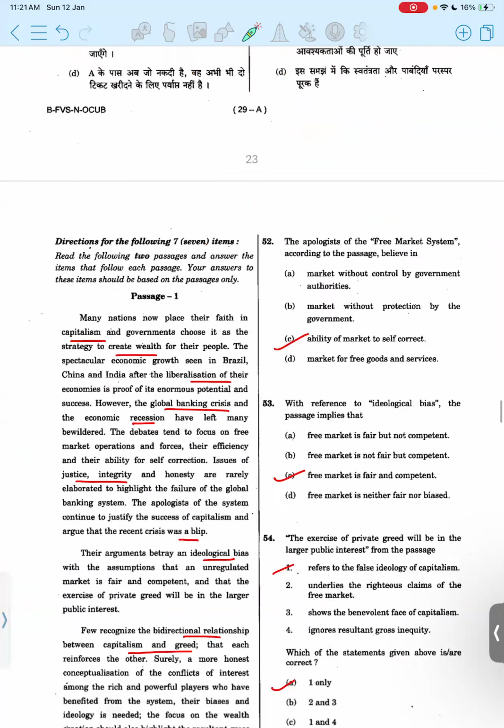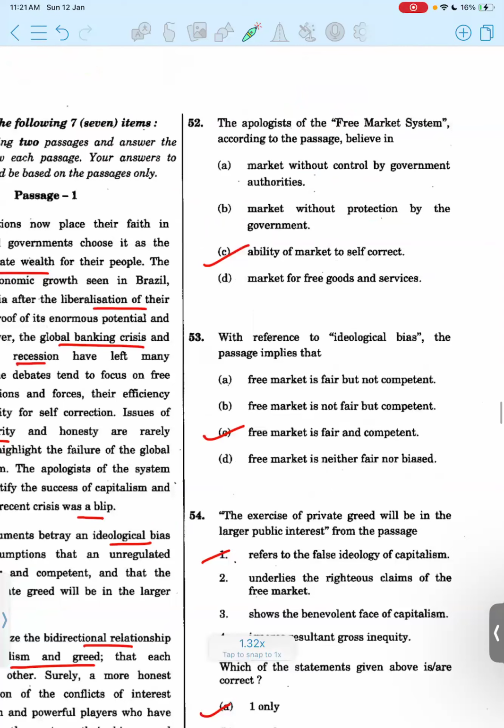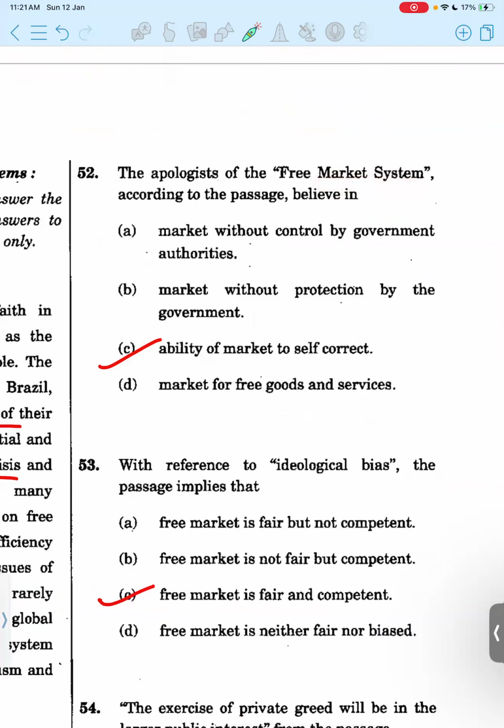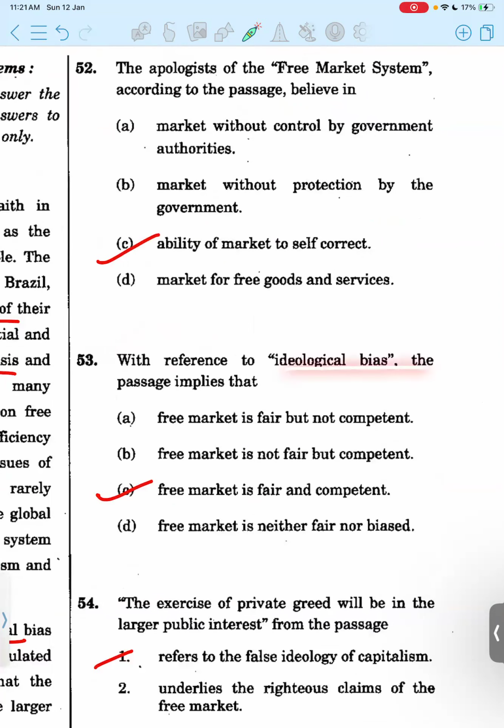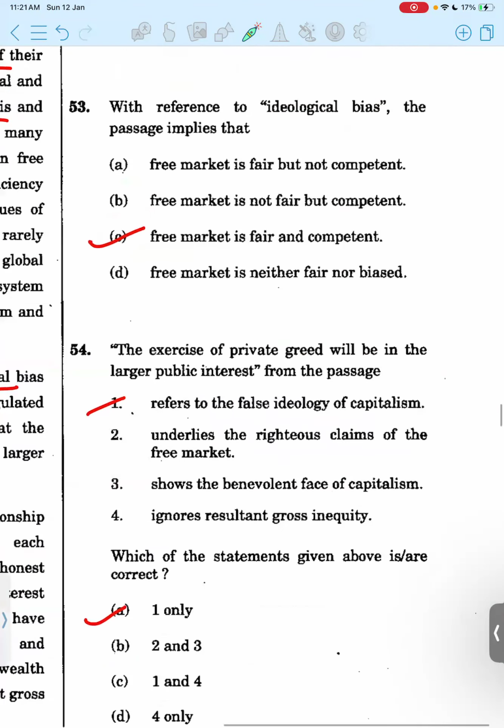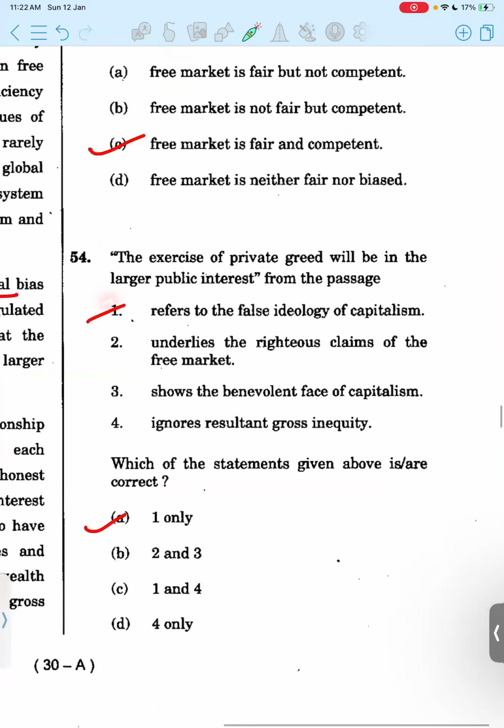Moving on, again we have a passage. On this basis, apologists of the free market system believe in the ability of the market to self-correct. Option C. Reference to ideological bias, then free market is fair and competent. Option C. Exercise of private greed will be in the larger public interest, from the passage. So amongst all these statements, I believe only one is correct. Option C. 1 and 4. C. Okay, 4. Ignores resultant gross inequity.